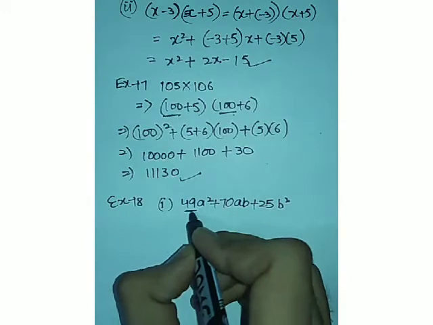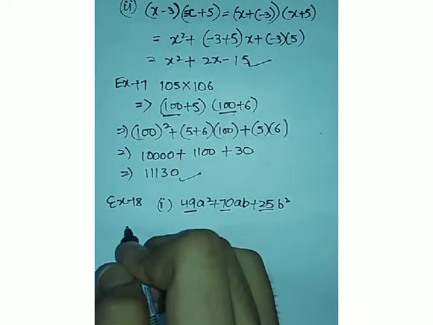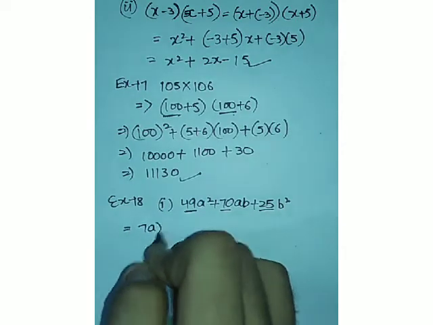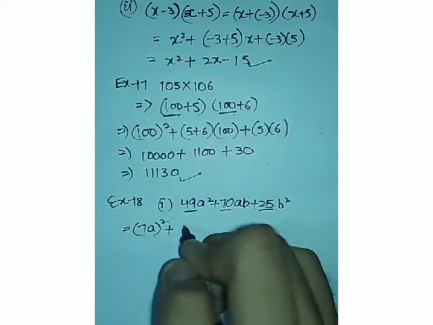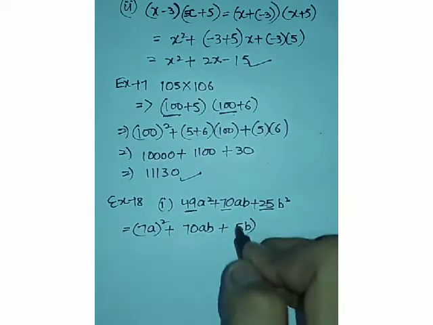So firstly convert these to their perfect squares. Now 49 is a perfect square, that is, we can write it as 7a whole square plus, leave 70ab for now, 25 can be written as 5b whole square.